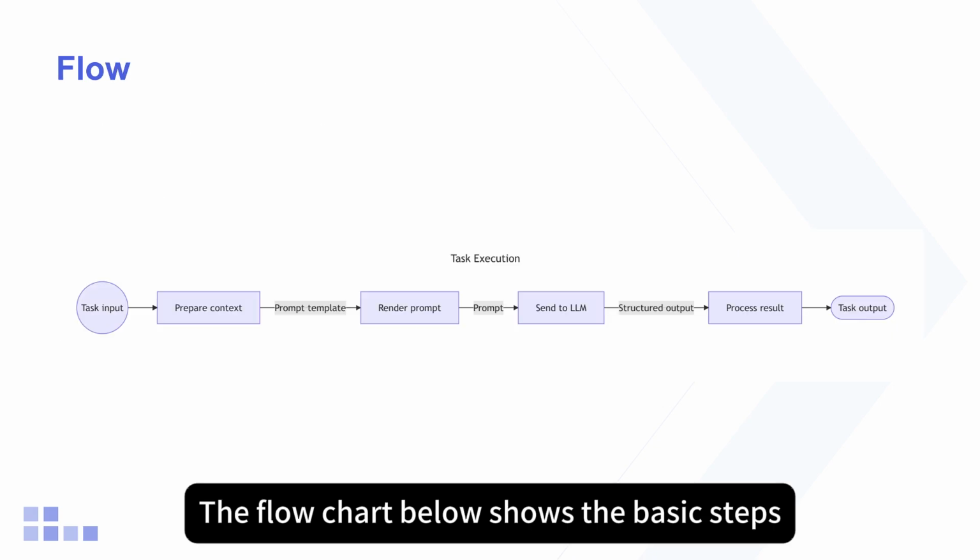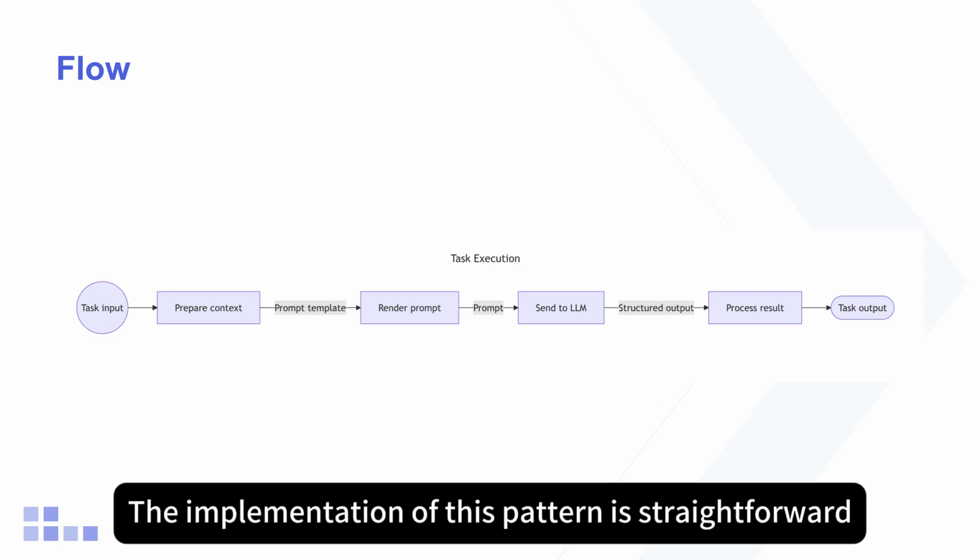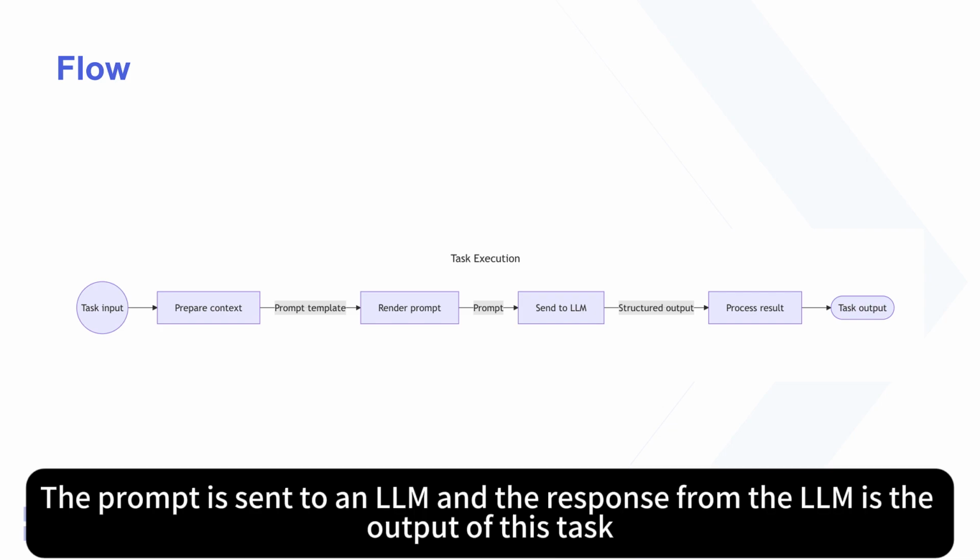The flowchart below shows the basic steps. The implementation of this pattern is straightforward. The prompt is sent to the LM, and the response from the LM is the output of this task.